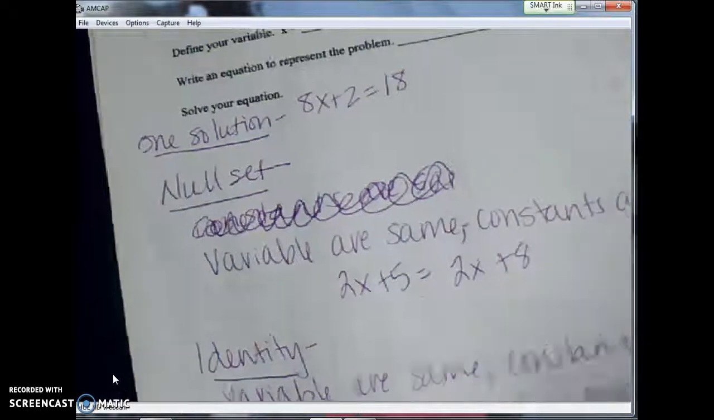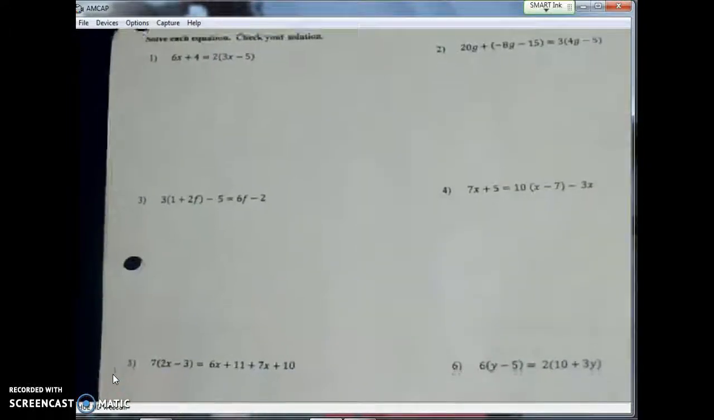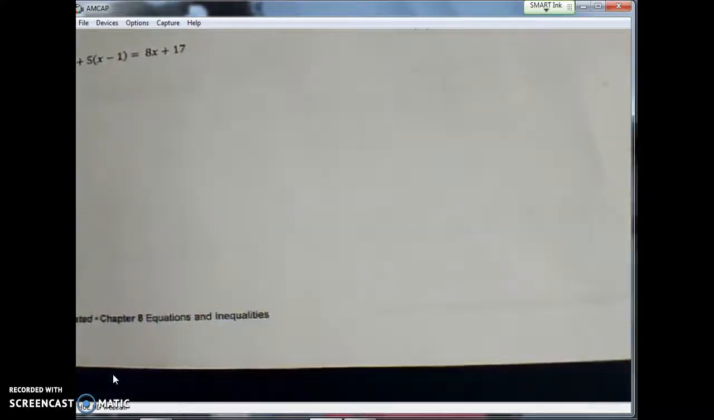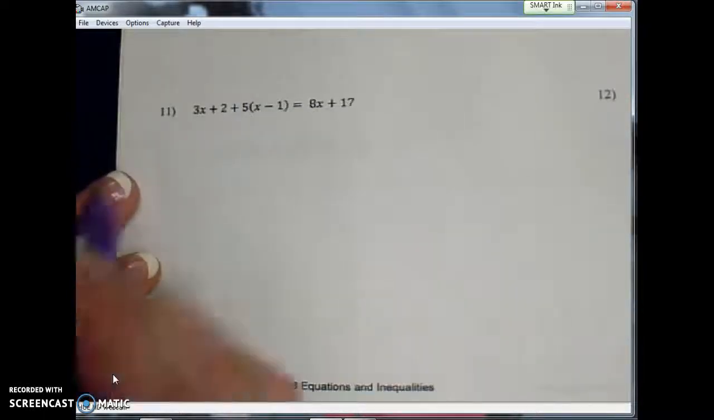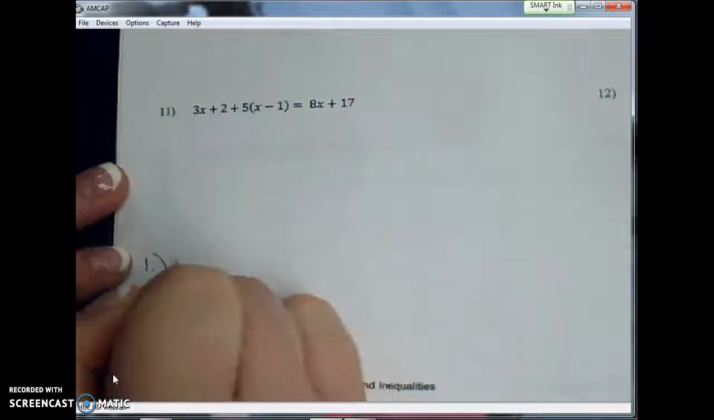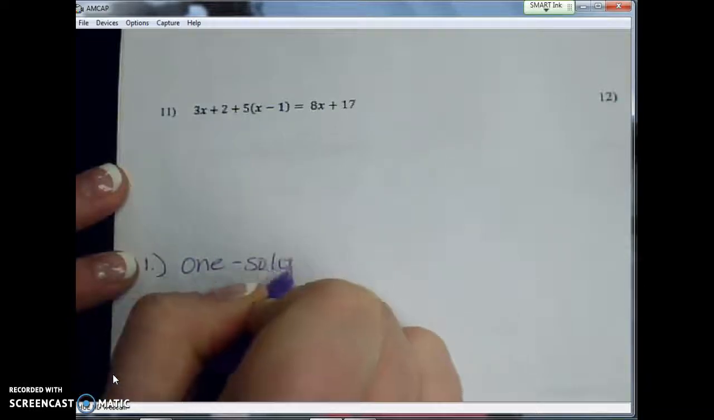Okay, so if we look at the back at your practice, so here's your practice. Remember, not all of them are null, set, and identity. Some of them are, some are not. I do want you to add on 3 things at the bottom of your paper, though. And here's what I want you to add on. I want you to write an equation. Number 1, I want you to have a one-step or a one-solution equation.